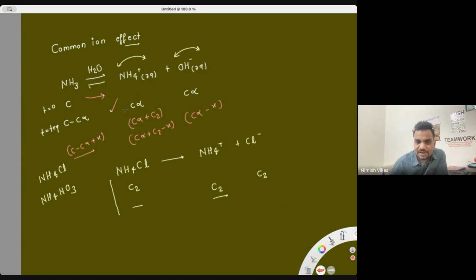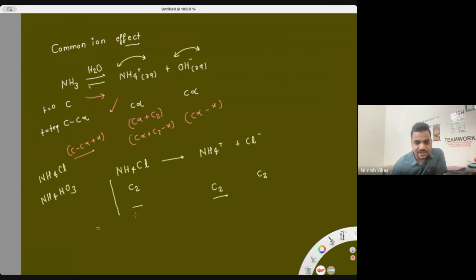So ammonia will dissociate even lesser now. We have added ammonium from outside. That means that we have added product in the reaction mixture. On adding product in the reaction mixture, it will make the reaction go left-hand side. So when the reaction is going left-hand side, it means ammonia, which had hardly dissociated earlier, its dissociation will further be suppressed. And this is called common ion effect.